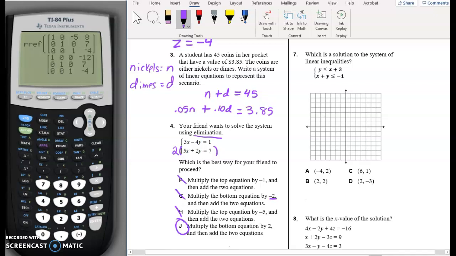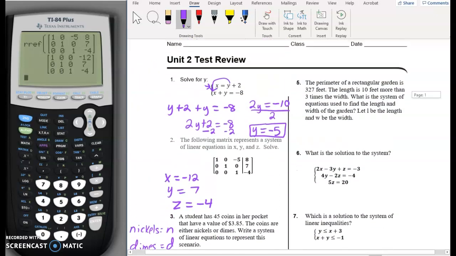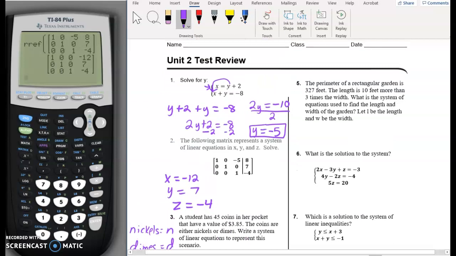All right, let's scroll back up to number 5. It says the perimeter of a rectangular garden is 327 feet. The length is 10 feet more than 3 times the width. What is the system of equations used to find the length and width of the garden? And it tells us let L be the length and W be the width. Now my L's and my 1's tend to look the same, so what I usually do when I write this is I use a cursive L, but you are welcome to do what you wish.